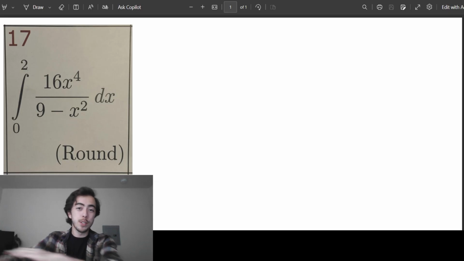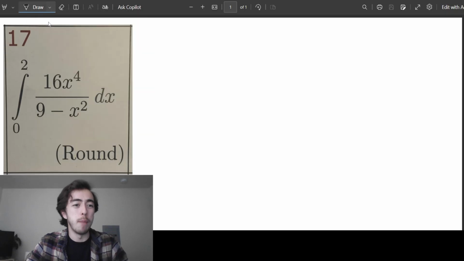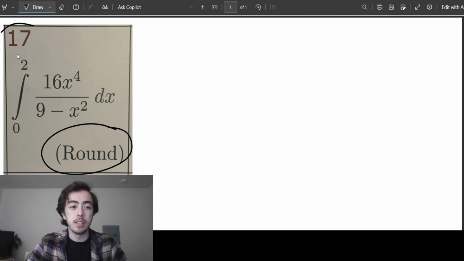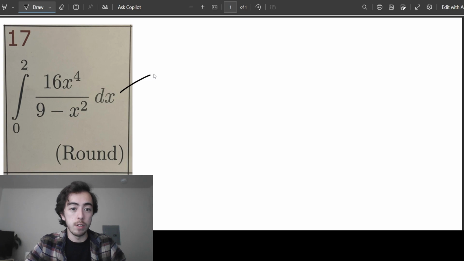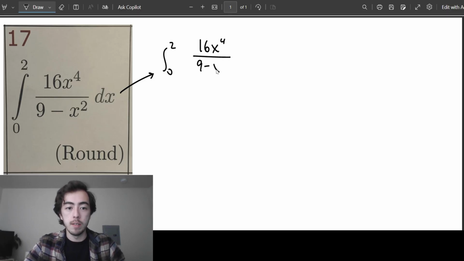Apparently the answer is supposed to be 17, or I guess about 17, because it's asking us to round our answer, because the answers in this calendar always match today's date. So we have an integral. The bounds are from 0 to 2, and our integrand is 16x to the fourth over 9 minus x squared dx at the end.